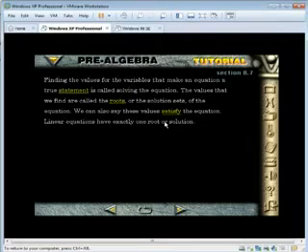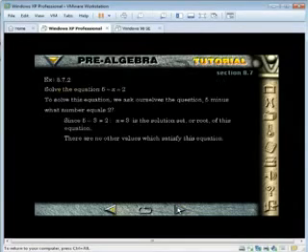Finding the values for the variables that make an equation a true statement is called solving the equation. The values that we find are called the roots, or the solution sets, of the equation. We can also say these values satisfy the equation. Linear equations have exactly one root, or solution.